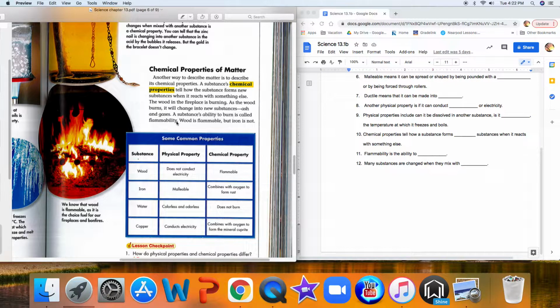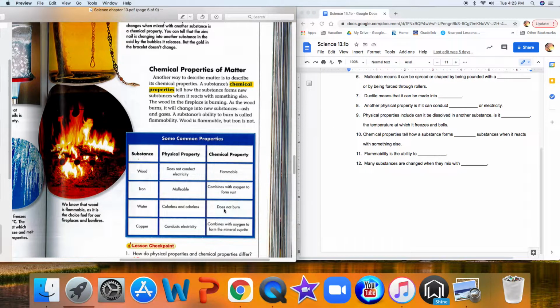The substance's ability to burn is called its flammability. Wood is flammable, iron is not. So chemical properties give you something new. Flammability is your ability to burn. That's a chemical property. Here's another really good one. Iron, when it reacts with oxygen, rusts. That changes the materials that make up iron. It's not strong anymore. It falls apart, okay?